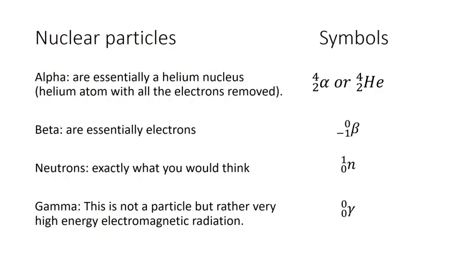So the nuclear particles that are generally involved in nuclear reactions are here. So alpha particles, which are essentially a helium nucleus. We have beta particles, which are pretty much electrons. We have neutrons that are neutrons. And then we have gamma, which is not actually a particle, but it's radiation. It's very high energy radiation that is released from a lot of nuclear reactions.